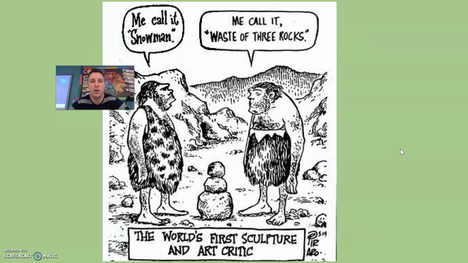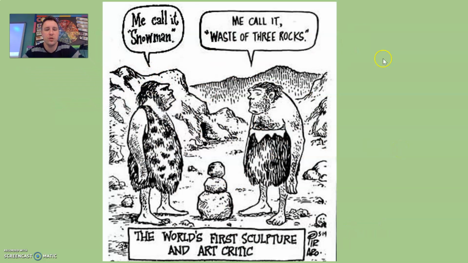All right, so we're going to move forward. The next slide, you have the world's first sculpture and art critic. Down at the bottom, you see three stones. The caveman on the left says, "Me call it snowman." And then the caveman on the right says, "Me call it waste of 3 rocks." Caveman on the right is probably lucky the caveman on the left did not bash him upside the head with a club or one of his rocks, because he just insulted his work. So the point of this image is to demonstrate how not to critique, how not to provide negative feedback. Instead, you want to discuss artwork as it is and not give your subjective opinions to the work.